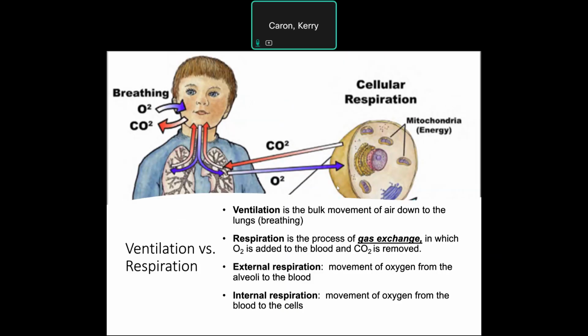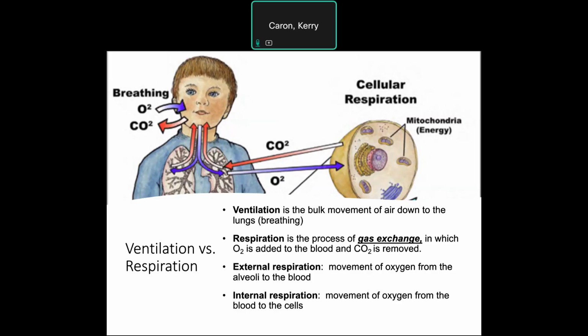So, jumping right into that, ventilation. Ventilation is the bulk movement of air down to the lungs. So inhale and exhale. Respiration, or cellular respiration, is really at the cellular level. It's a gas exchange, oxygen and carbon dioxide, at the cellular level in the alveoli in the respiratory system.